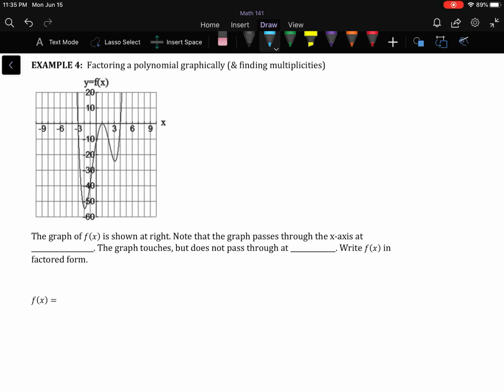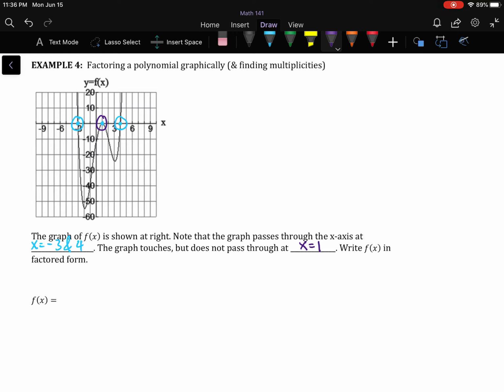Looking at the graph, we see that our equation touches the x-axis at -3, 1, and 4. It is important to note how it touches the x-axis. The graph passes through the x-axis at -3 and 4. The graph does not pass through, it just touches it or bounces at the x-axis at x equals 1. This will help us find our factors.